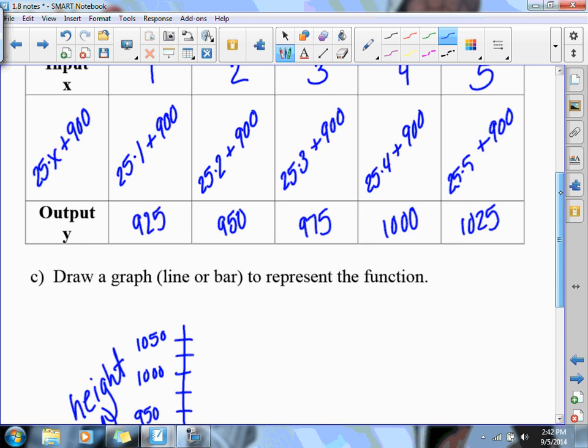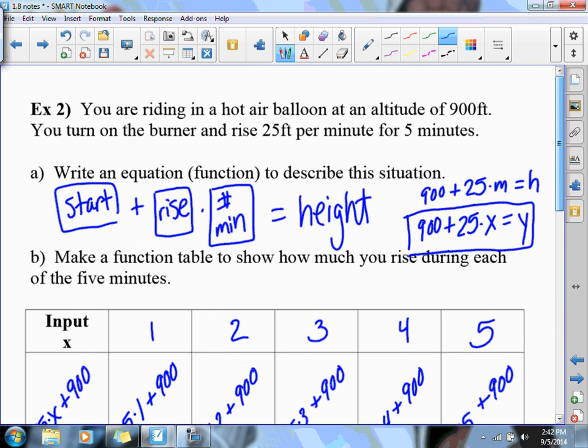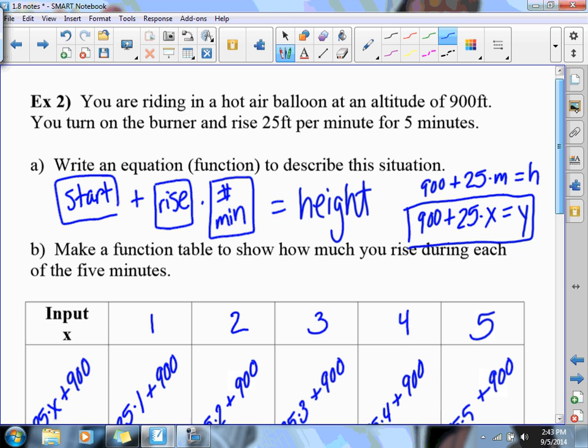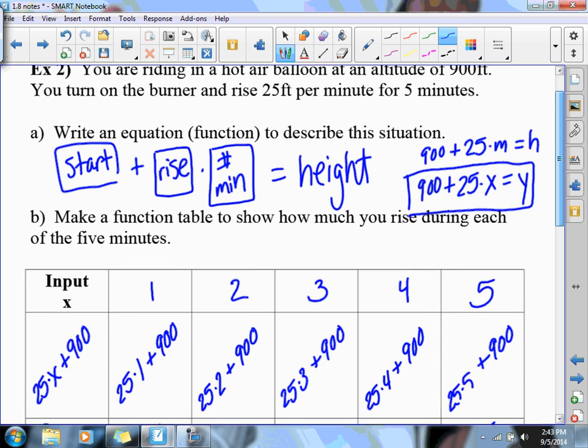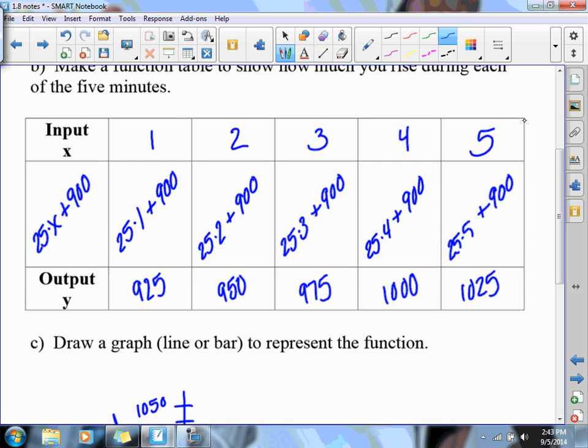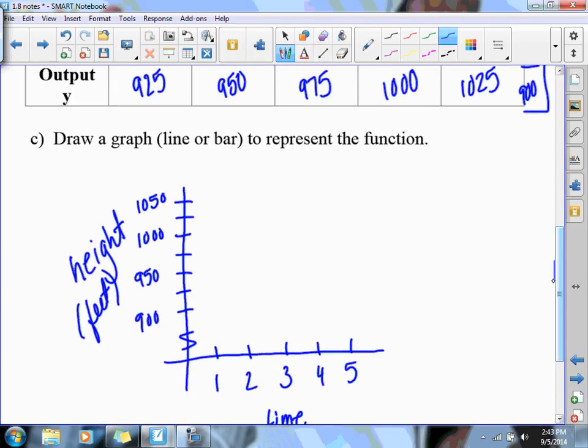So when we started flying in this hot air balloon, we were at 900 feet before the burner was turned on. So really, it's kind of like we have an extra little column here on our table. And our starting time at 0 is going to be 900 because we'd have 25 times 0 is 0 plus 900 is 900. So really, if I'm starting my graph at 0, I'm starting at 900. That's how high we were before we started turning on the burner.